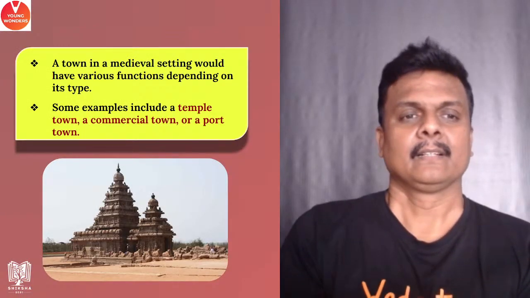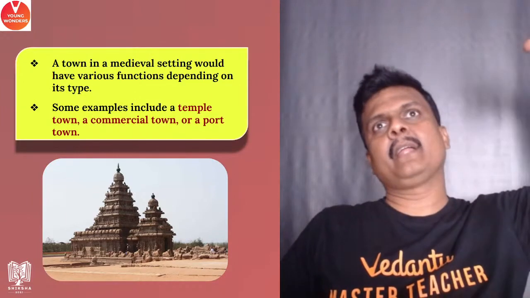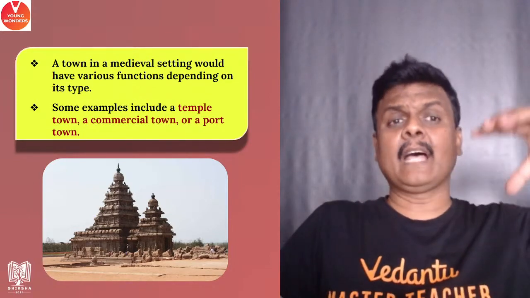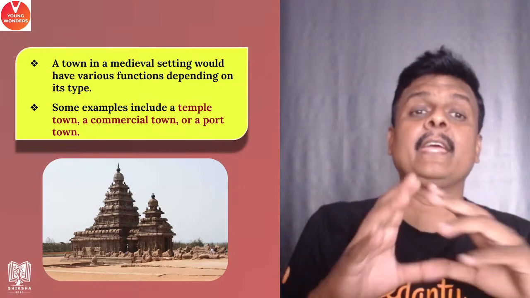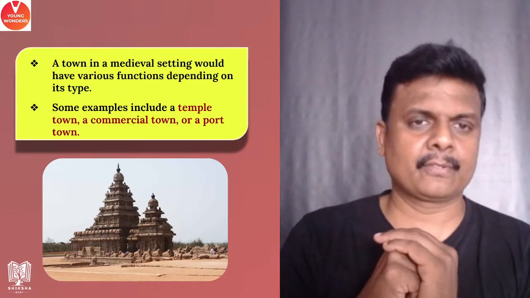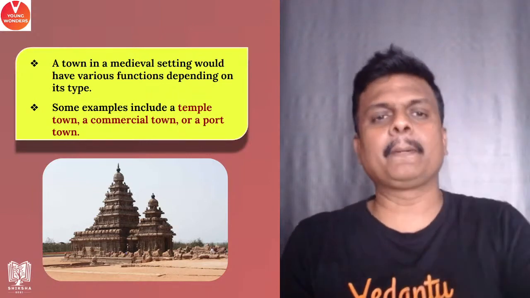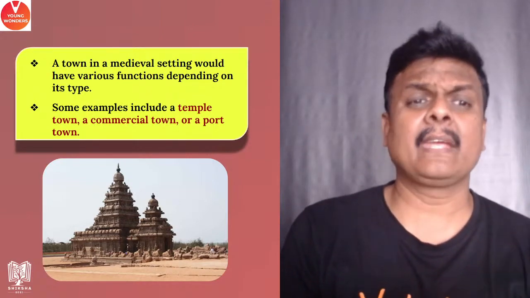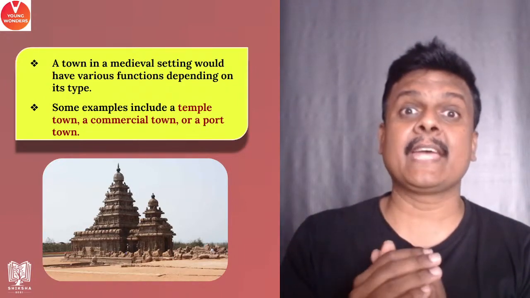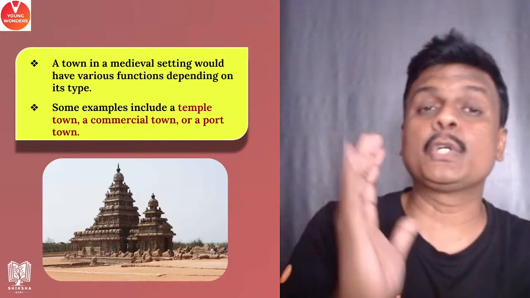Introduction. Let's take the medieval period, say 750 to 1750 AD. A town in a medieval setting would have various types of functions happening in it. There are towns which thrive on temples, towns which are commercial centers, and towns which are adjacent to a port.